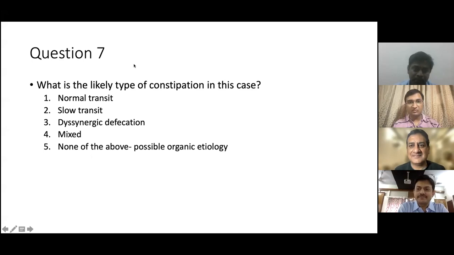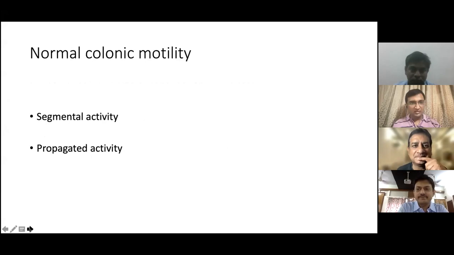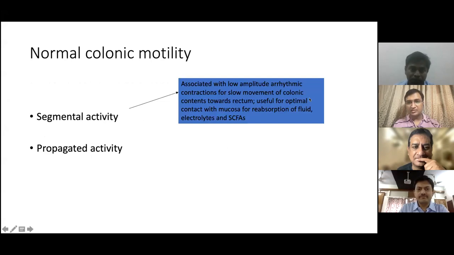So just before we go into the discussion, something we need to understand about normal colonic motility. There are two types of activity that occur in the colon: segmental activity or propagated activity. Segmental activity is usually arrhythmic, associated with low amplitude contractions, and leads to slow movement of the colonic contents towards the rectum. It's usually for making sure that there is optimal contact between the colonic contents and the colonic mucosa for reabsorption of fluid, electrolytes, and the short chain fatty acids.